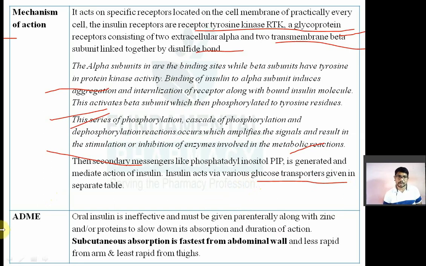Now, absorption, distribution, metabolism, elimination of insulin. Insulin is a hormone you cannot give by the oral route. If you give it orally, it will be destroyed in the gastric juice and it will be metabolized in the liver. So orally it is ineffective. You have to give it by parenteral routes along with zinc. Zinc will delay the absorption of insulin and you will get a longer duration.